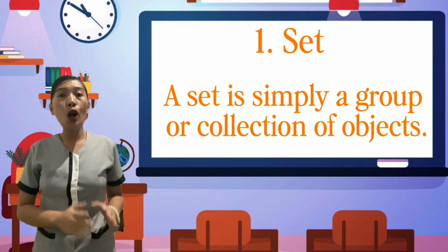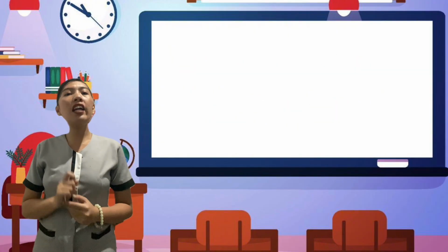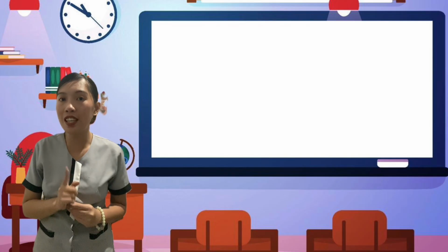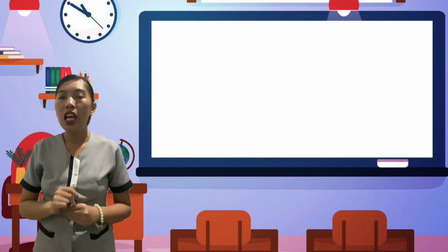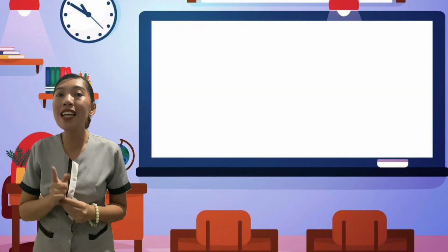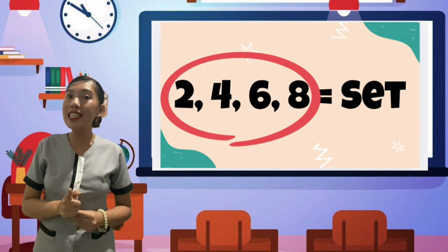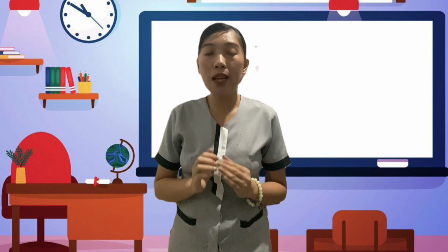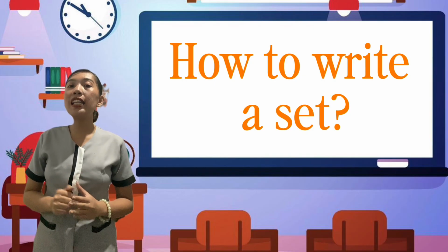In real life, we group things all the time. For example, if I say, list all students wearing white shirts today, that group is already a set. If I say, all even numbers less than 10, that is also a set. So a set just means grouping similar items together.